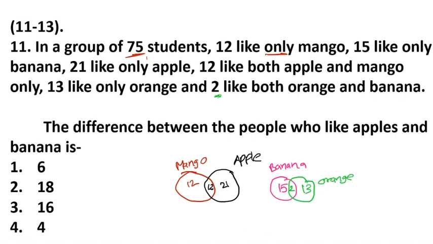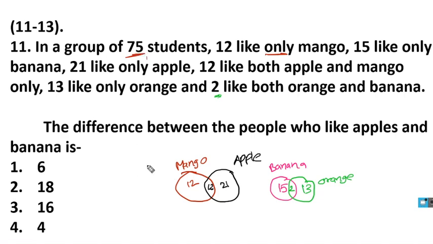Okay, let's try to count all the things. So 12 plus 12, 24, 24 plus 21, 45, 45 plus 15, 60, 60 plus 13, 73, 73 plus 2, 75. So total is 75.